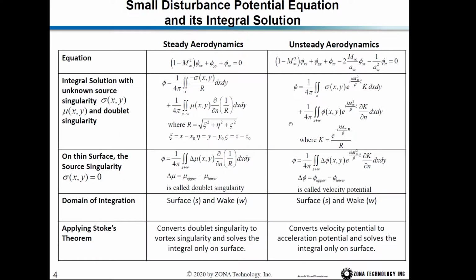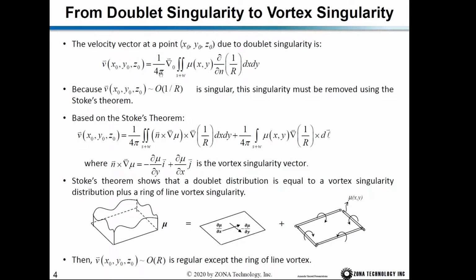And because we need to calculate the velocity components, we have to take a gradient of the potential. Once we take the gradient of the potential, you will find that if we take the derivative of 1 over r, this term becomes 1 over r cubed. And because we have another gradient term here, this one will further increase the order of singularity to 1 over r to the fifth.